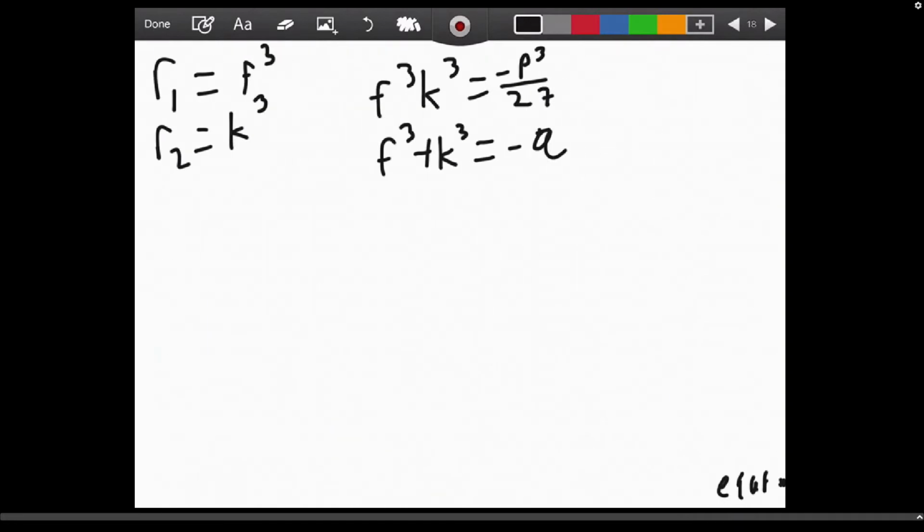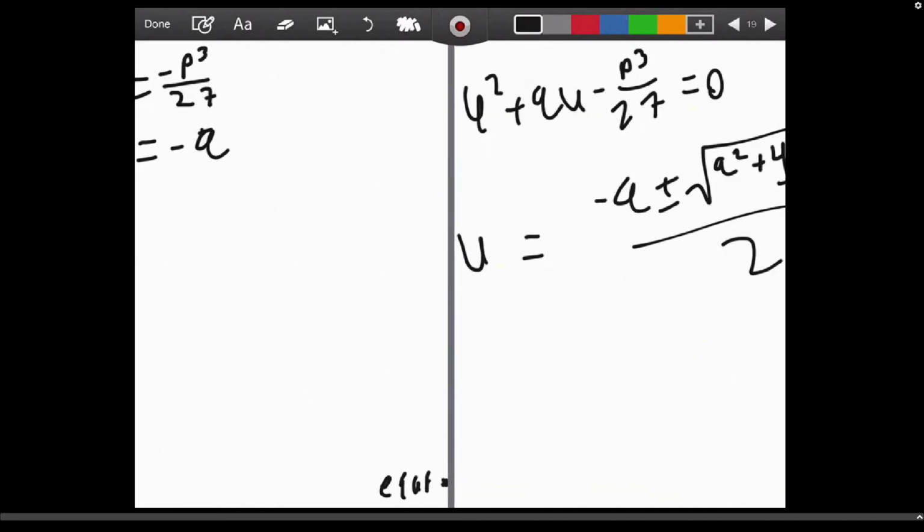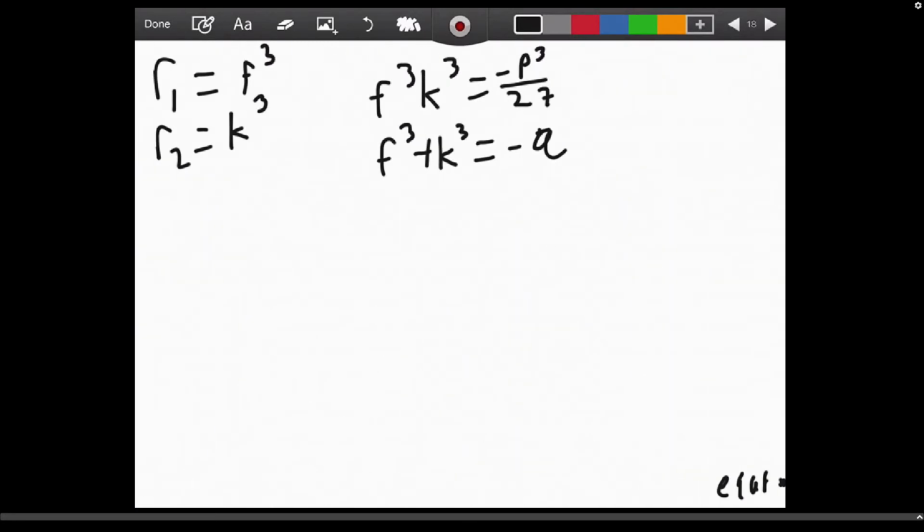Okay, so we are going to make a quadratic. This is the execution of Vieta's theorem. So we're going to make a quadratic based off of assuming that the roots are f cubed and k cubed. Those are the roots of this quadratic. Let me just move to the next page real quick. Okay, yeah. So we're going to make a quadratic where the variable is just u. This has no relation to the u that we used in the algebraic method. It's just a new variable I'm using.